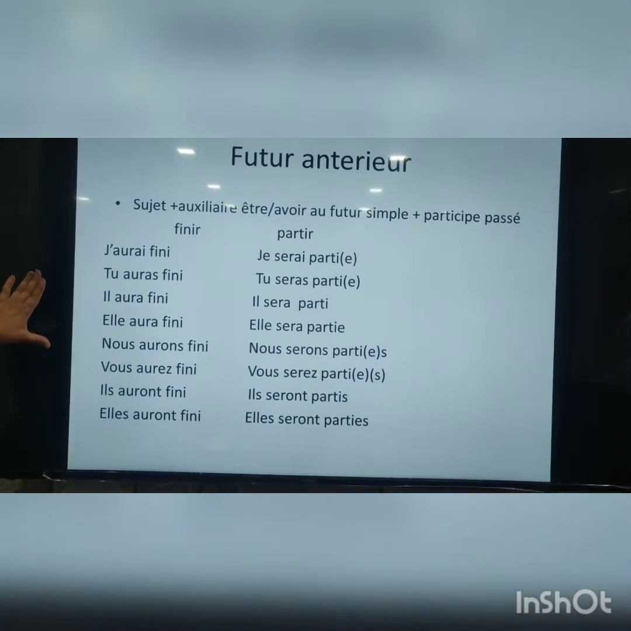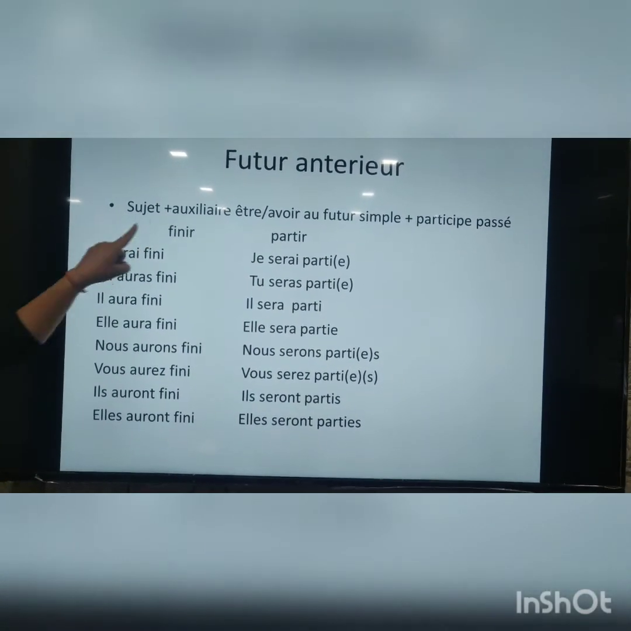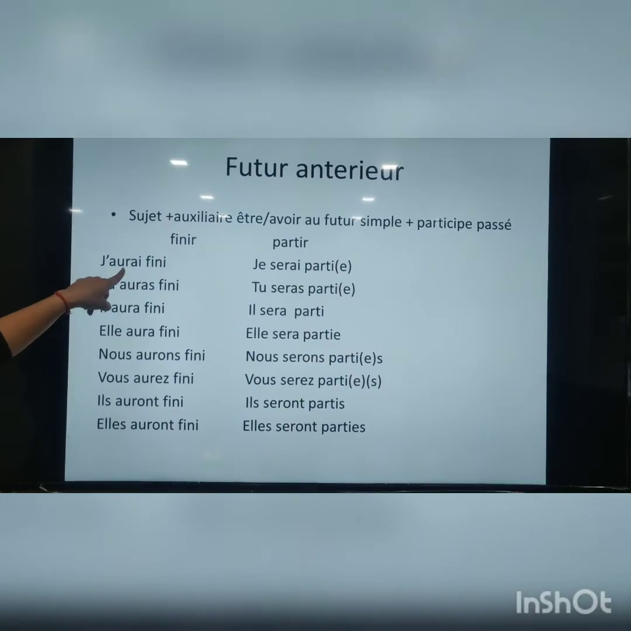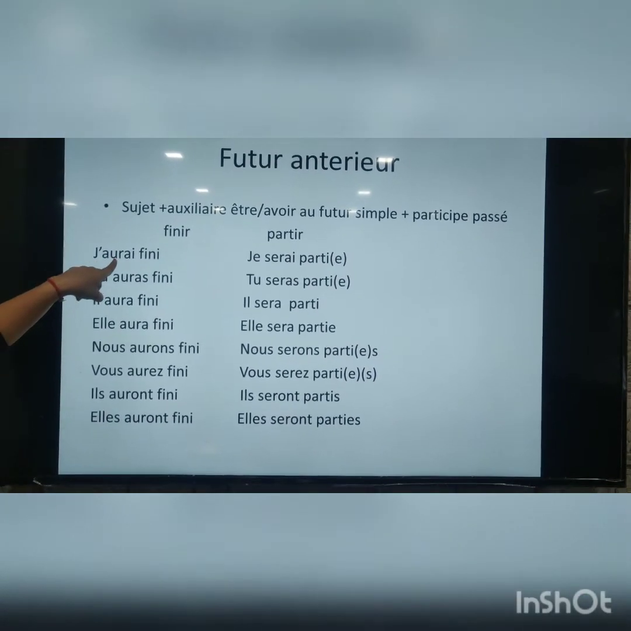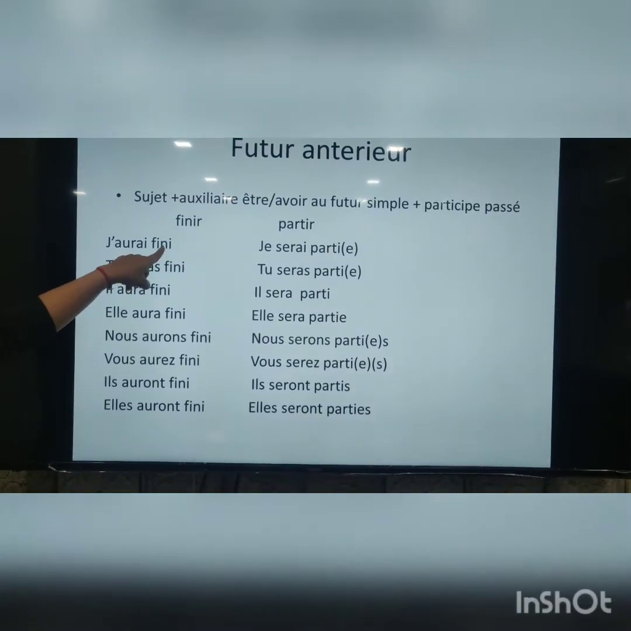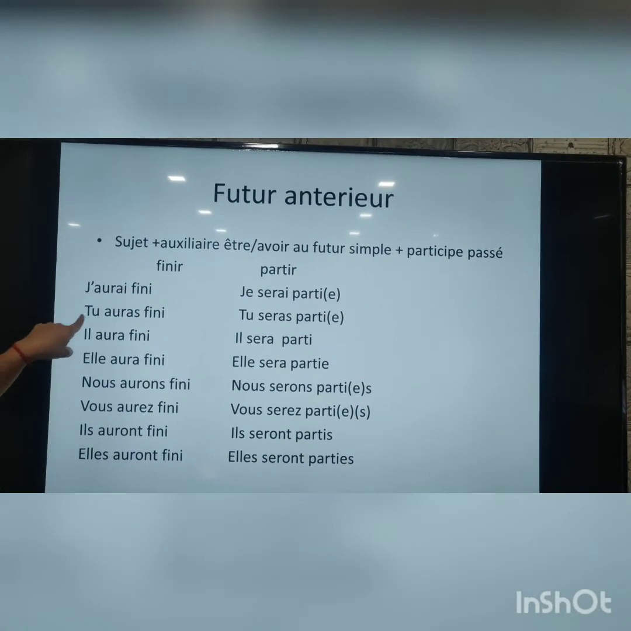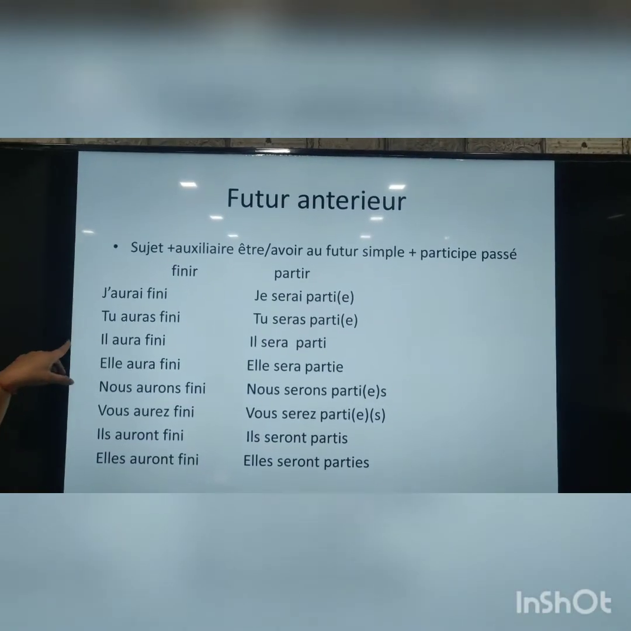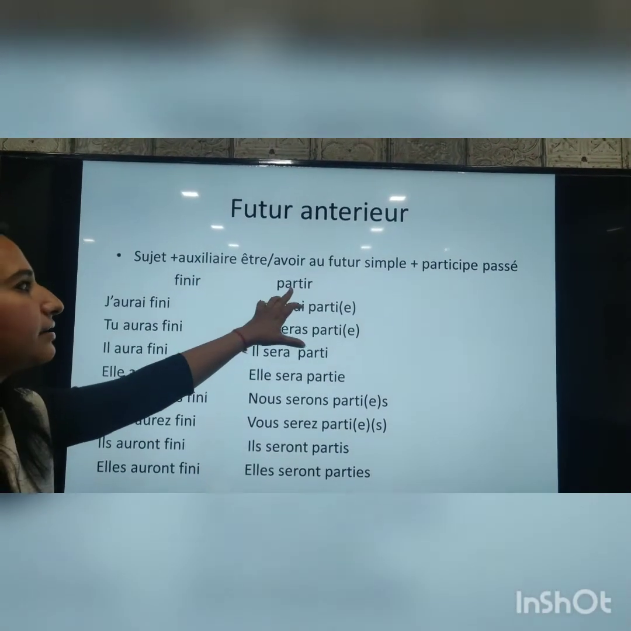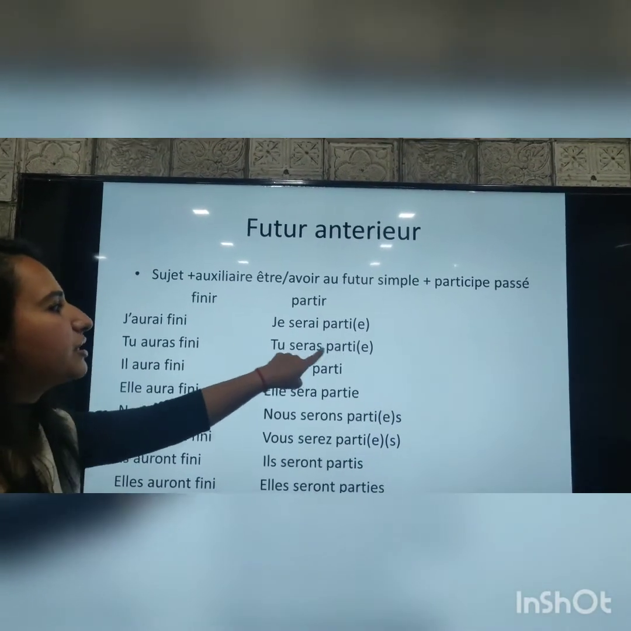So look at this example. Finir in futur antérieur takes auxiliary avoir, so we would do j'aurai fini. Subject, auxiliary avoir in futur simple, and past participle form of the verb finir, which is fini. So you look here, it's j'aurai fini, tu auras fini, il aura fini. And similarly with être, partir takes the auxiliary être. We have je serai parti, tu seras parti.